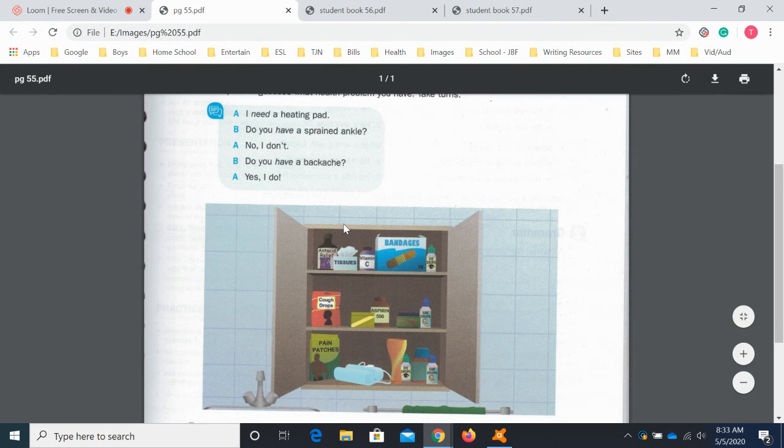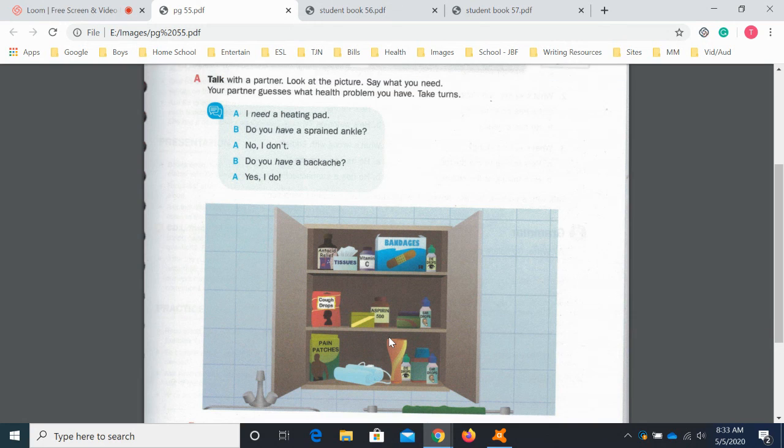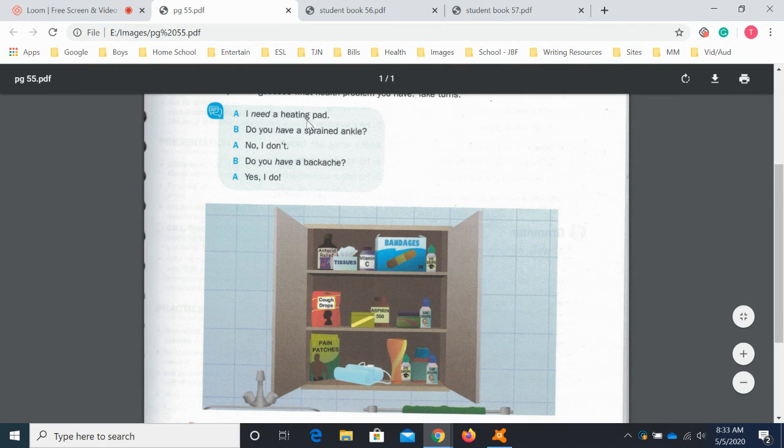So it says talk with a partner, look at the pictures, say what you need, and then your partner will guess your health problem, and of course take turns. So if we look at A, I need a heating pad. Do you have a sprained ankle? No, I don't. Do you have a backache? Yes, I do. Right? So one person will be A, one person will be B. And you can do this with someone at home. Here, I'm going to do it with you.